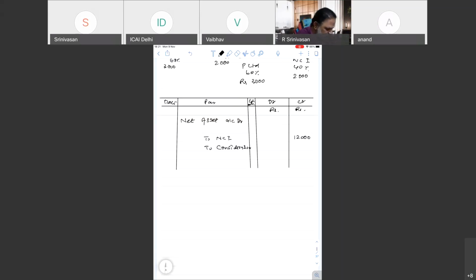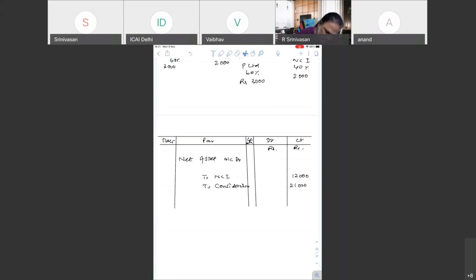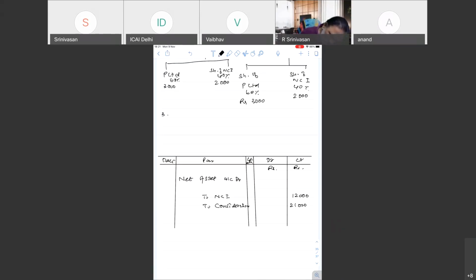How much was the consideration? Consideration was 21,000. And how much is the net asset? So calculation of net asset. The equity was 25,000. Add pre-acquisition profit 5,000. So how much we got? 30,000 is the amount. So this is the net asset.